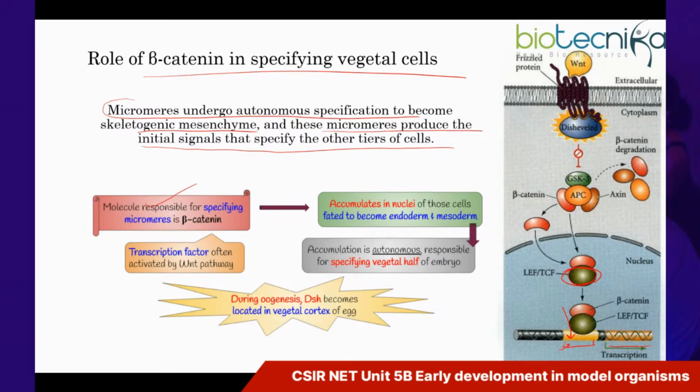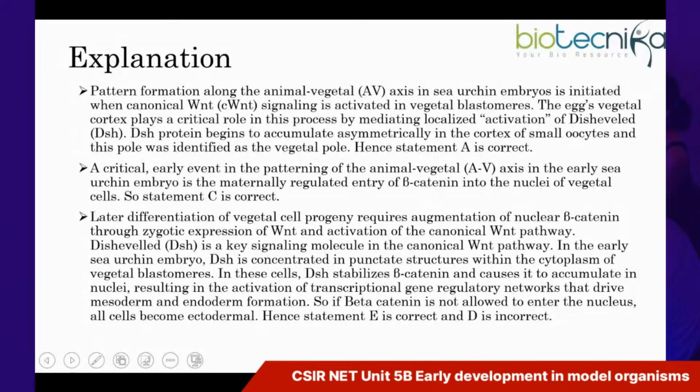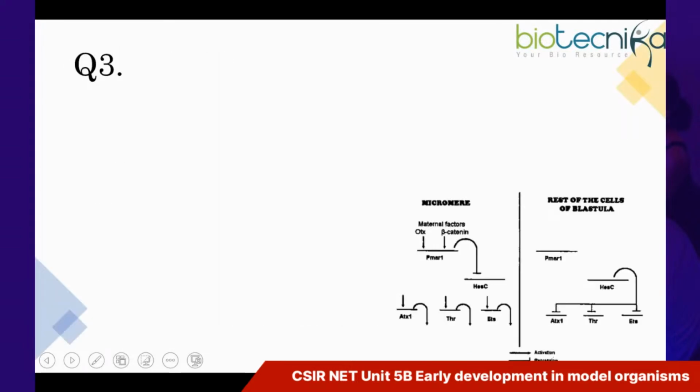The molecule responsible for specifying micromere is beta-catenin. The accumulated nuclei of those cells fated to become endoderm and mesoderm, and this accumulation is autonomous, which is responsible for specifying the vegetal half of the embryo. And during oogenesis, DSH becomes located in the vegetal cortex of the egg. This is the explanation of what I just told you.